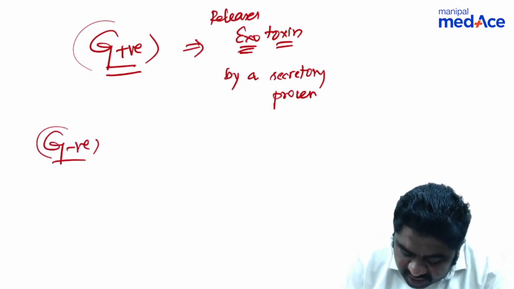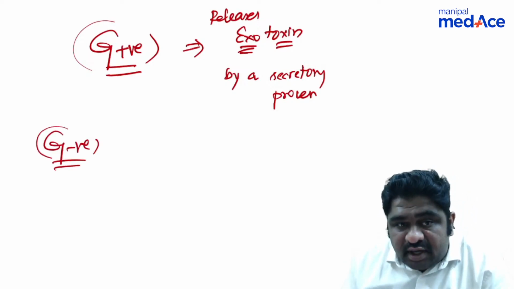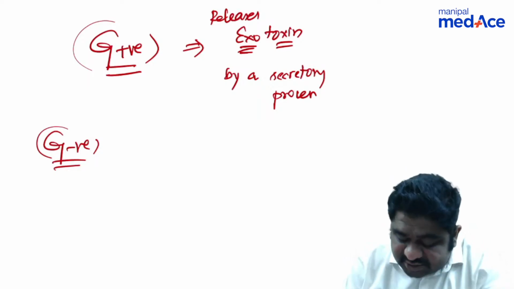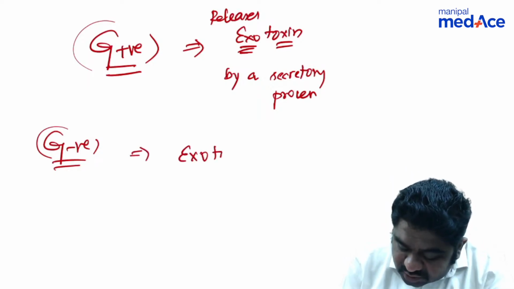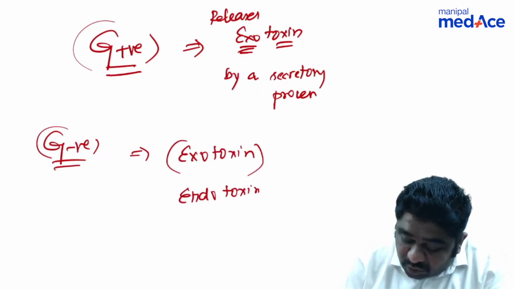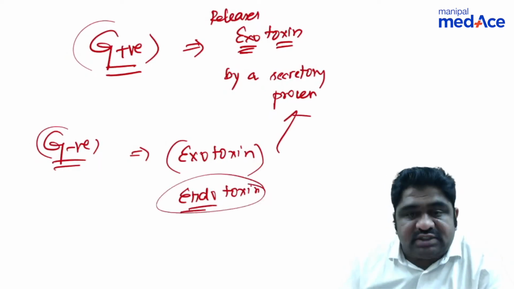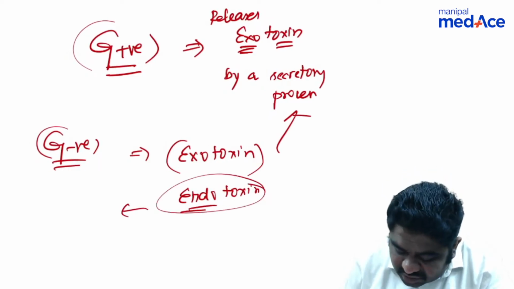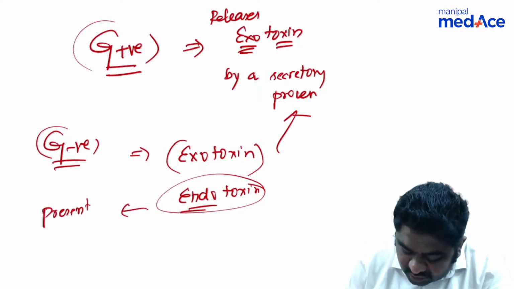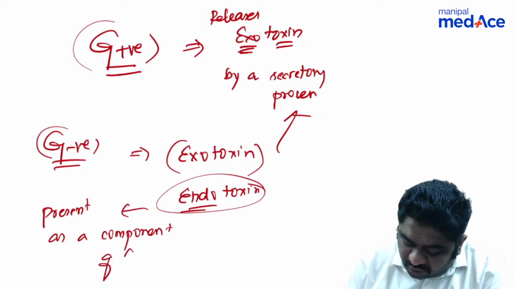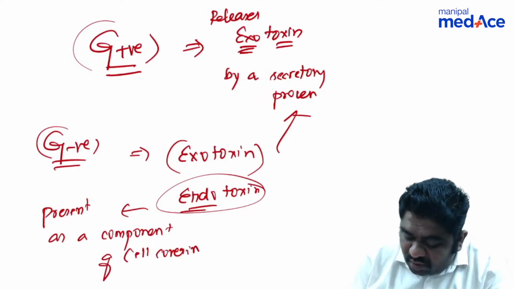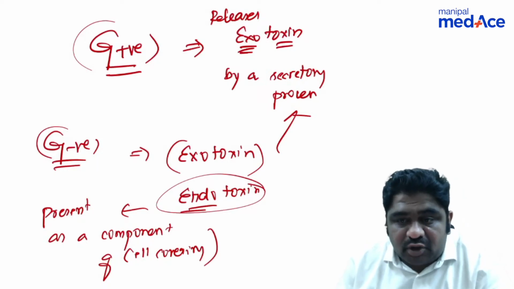What about a gram-negative organism? A gram-negative organism operates with both exotoxin and endotoxin. And here also, it will follow the same principle of being secreted by a secretory process, while endotoxin is something present in itself as a component of the cell covering. Now, think about the cell covering of both the gram-positive and gram-negative organism. Yes, very good, Mukundan.